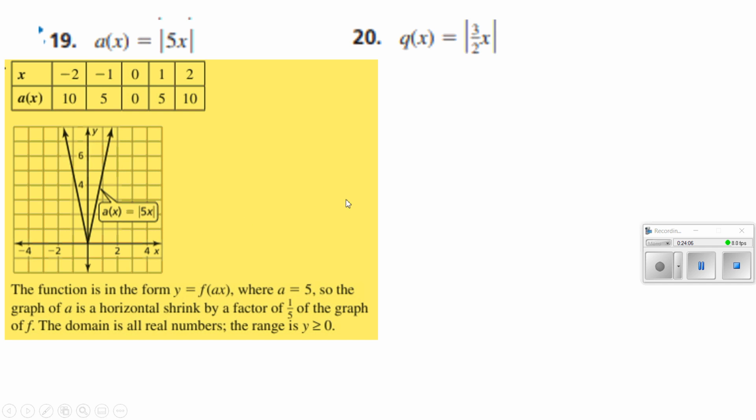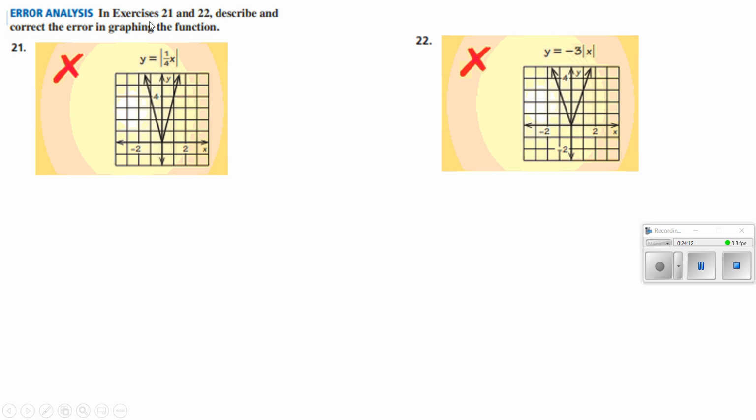Let's see here. 20 was yours to do. To 21, it says in exercises 21 and 22, describe and correct the error in graphing the function. All right. Well, they got 1/4 of x, okay? And if you see, we got 1/4 of x, which means there should be a rise of 1 and a run of 4. This looks like it's a rise of 4 and a run of 1.